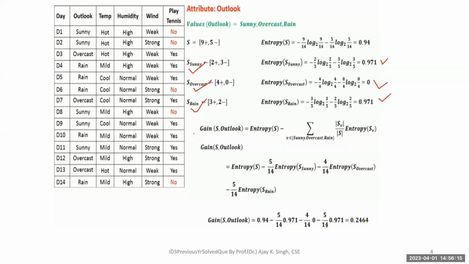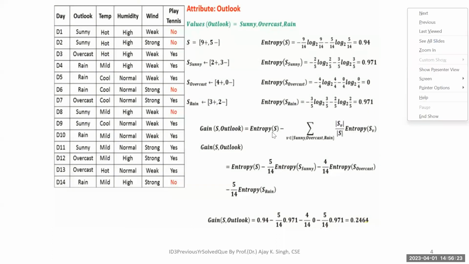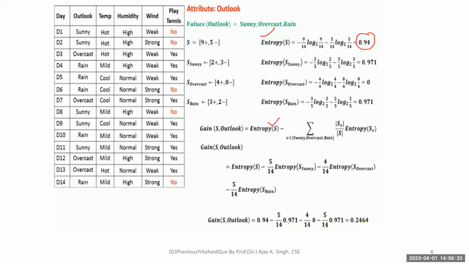So now the next step is to calculate the gain. So gain of output we are going to consider. The formula is given in this way. Entropy of S, this is the entropy that we already calculated as 0.94. So the entropy of S minus sigma over sunny, overcast, and rain. All these 3 parameters, one by one. This is V, and this V belongs to this set.